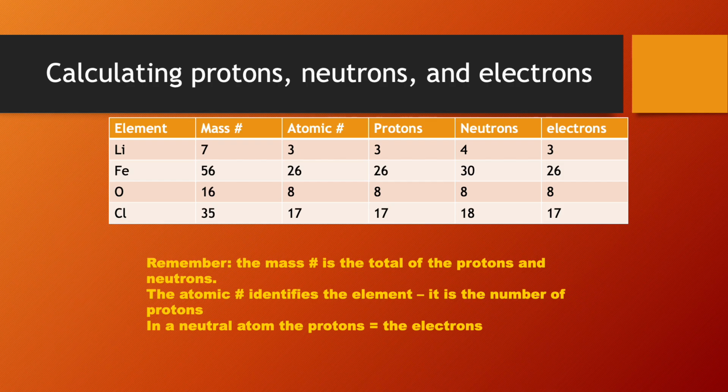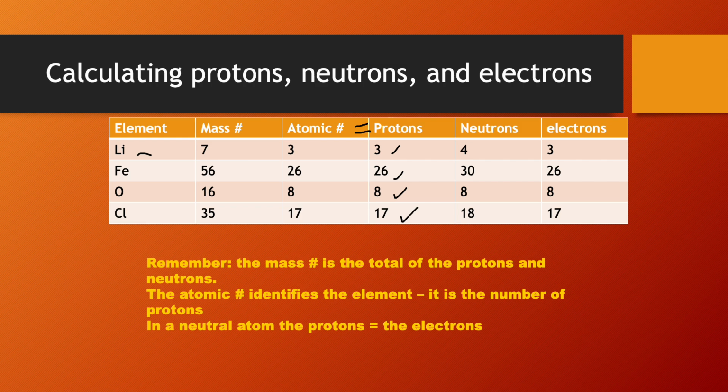All right, guys, as we take a look at these examples, have your periodic table handy so that you can see where I'm getting these numbers from. All right, starting first with lithium. The mass number for lithium is 7. Remember, your mass number gets rounded to a whole number from the average atomic mass on the periodic table. And then the atomic number for lithium is 3. Protons are going to equal the atomic number. So 3, 26, 8, 17 for all of our elements. Again, protons are the atomic number.